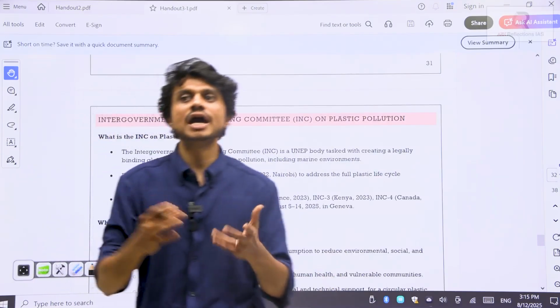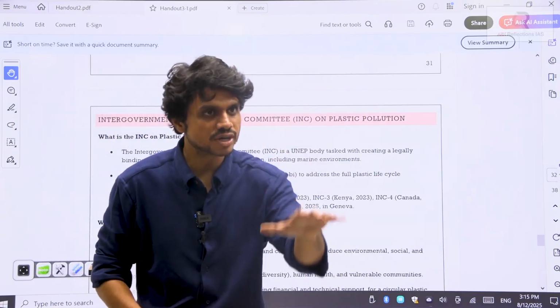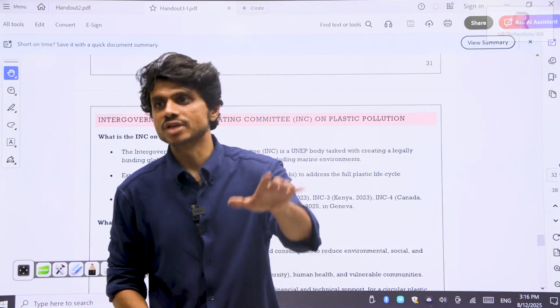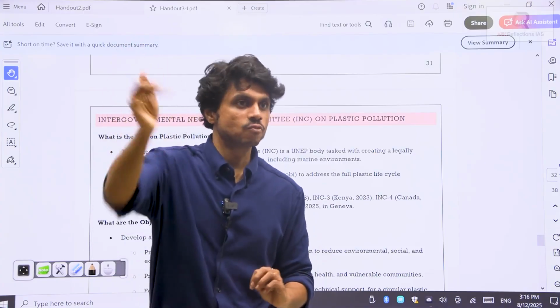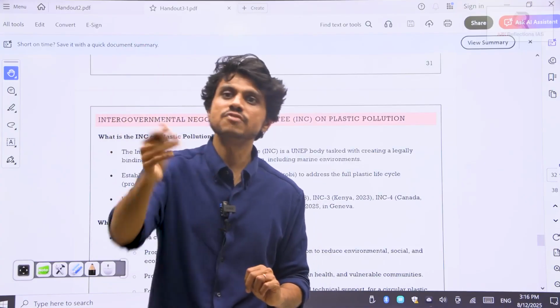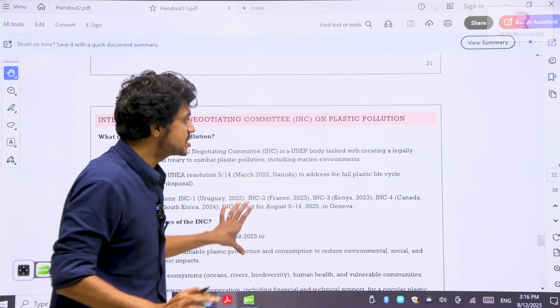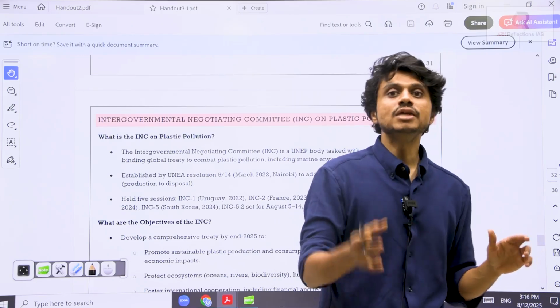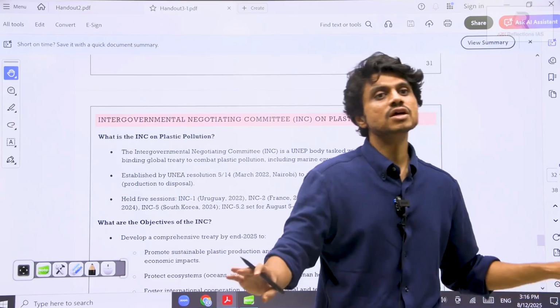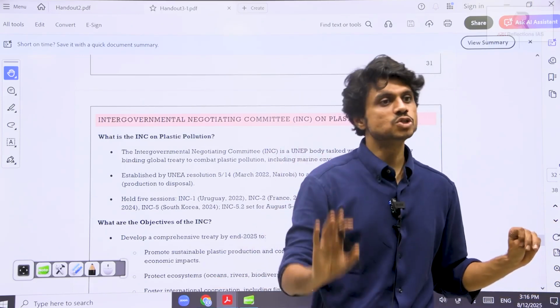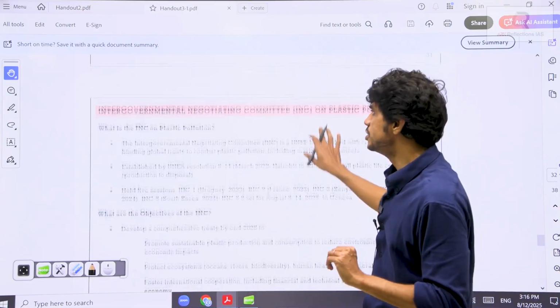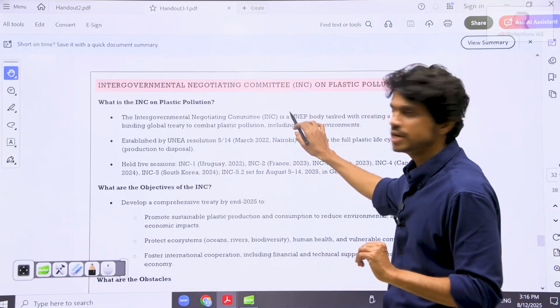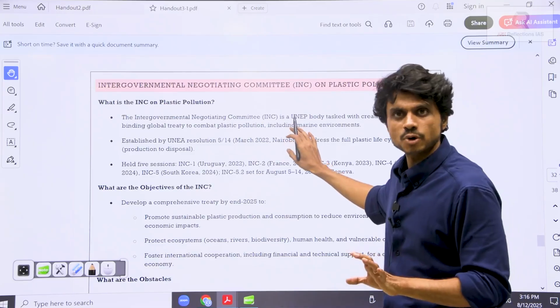Everyone will come up with their INDC targets: this is the reduction we will do in terms of greenhouse gases. Then finally it is binding. Once you do the voluntary targets, then finally it is binding. But now plastic is causing a huge problem to us. They are trying to bring a legally binding treaty to handle this issue of plastic. So this was introduced by the UNEP, the United Nations Environment Programme.